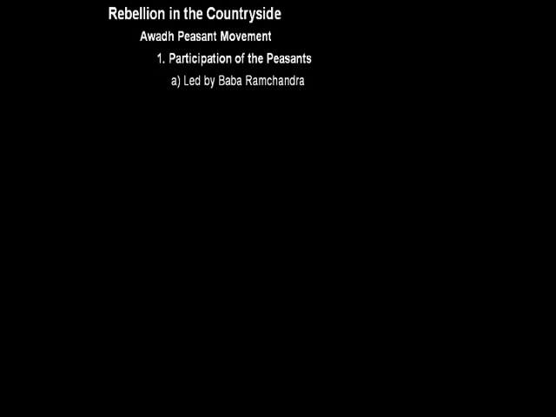Baba Ramchandra had gone to Fiji to work as an indentured labor. There he came to know the exploitative policy of the colonial government. When he came back to India, he found the same type of policies in the area where the farmers were working. So he led this movement in Awadh. The movement was against landlords or the talukdars who demanded high rents and other cesses.